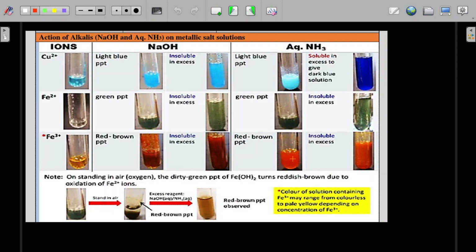Okay, see, these are the colored precipitates as I told you. See how the pale blue PPT looks. This is how it looks. Okay, and it remains insoluble in excess of NaOH, but in excess of NH4OH, this is how it looks. Inky blue solution, deep blue solution, or dark blue solution, inky blue solution. Ferrous and ferric, same observation for both. Dirty green, reddish brown, remains insoluble in excess. Okay, remaining information not needed.